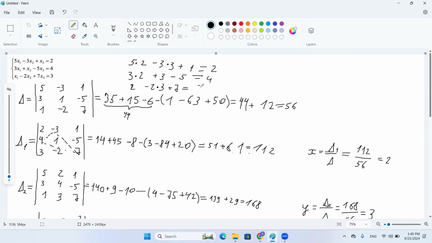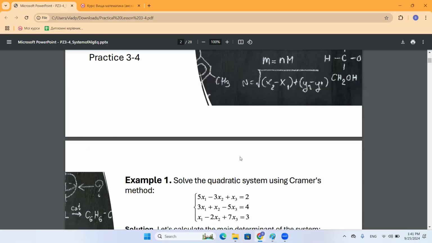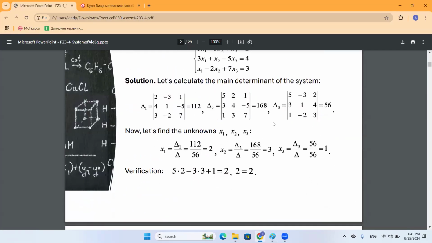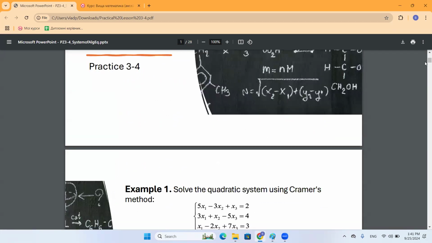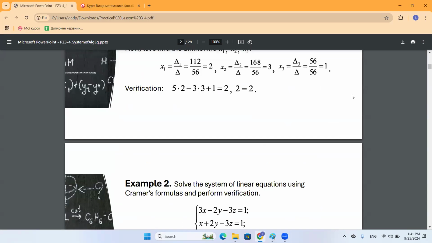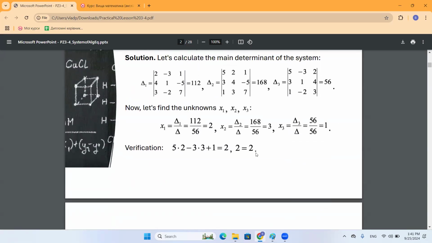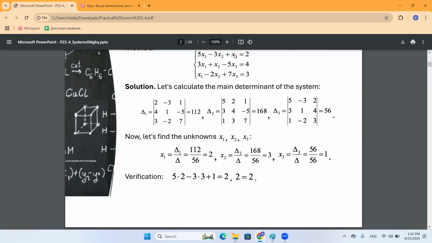So 9 minus 6 is 3. So the solution is correct, verified, and actually the same as in our example. Here only the first equation is verified, but spend your time to check all of them. It's just a couple of minutes, but it will save you time if you see the mistake, and you will just solve it again, and you will be sure that all is correct.